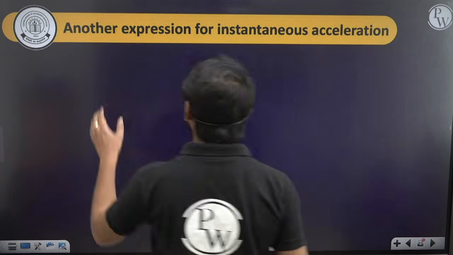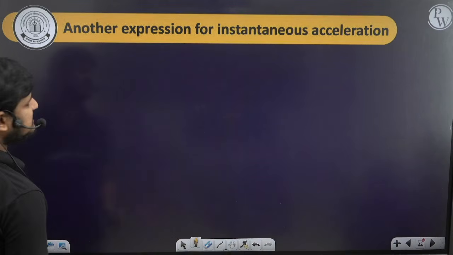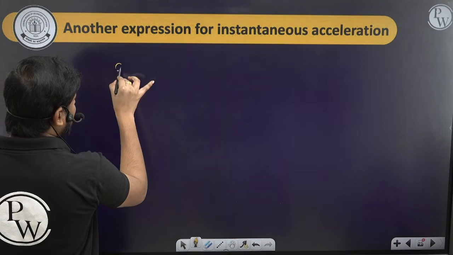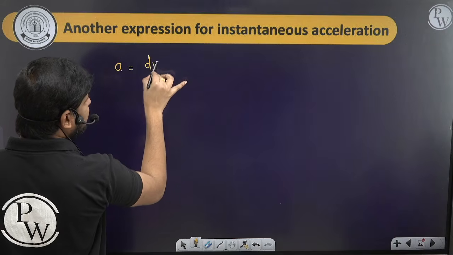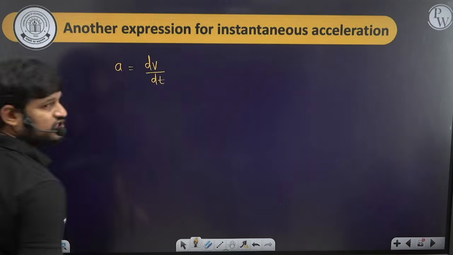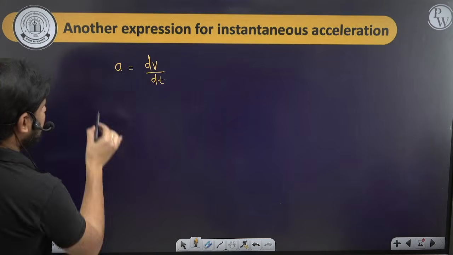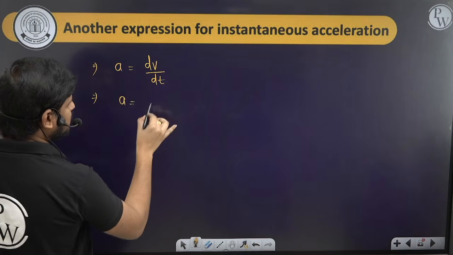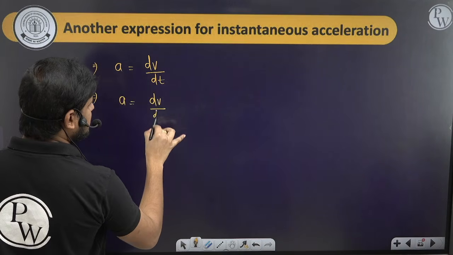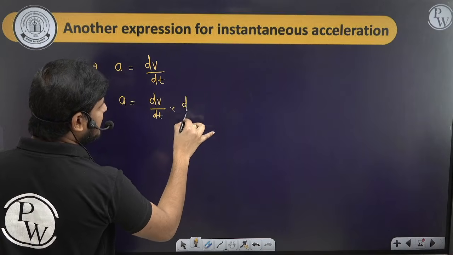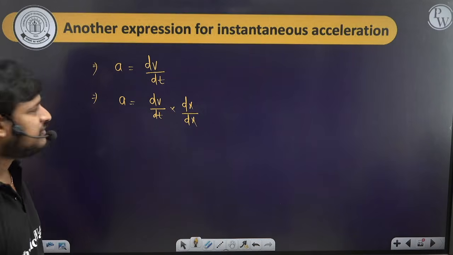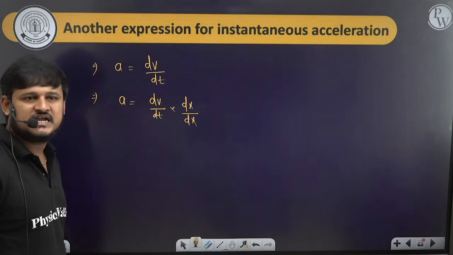So what is another expression for instantaneous acceleration? We have acceleration equals dv by dt. Till now we got acceleration equals dv by dt. Now what I am doing is multiplying the numerator and denominator with dx and dx.